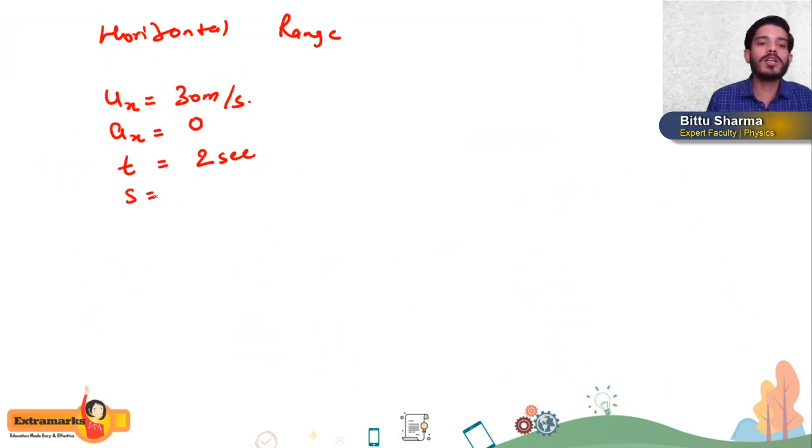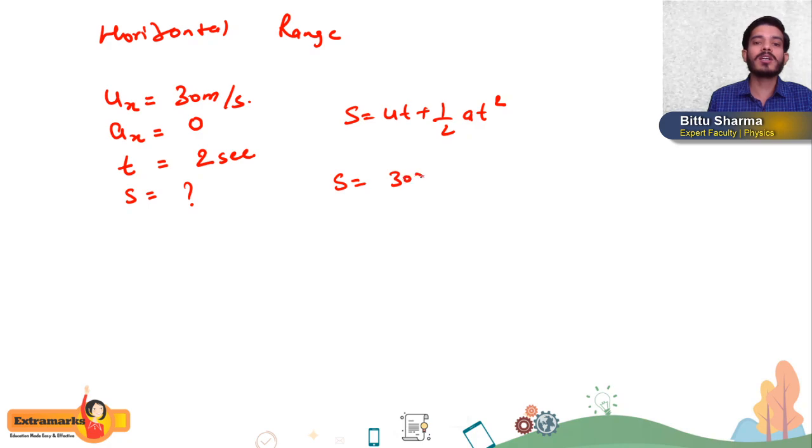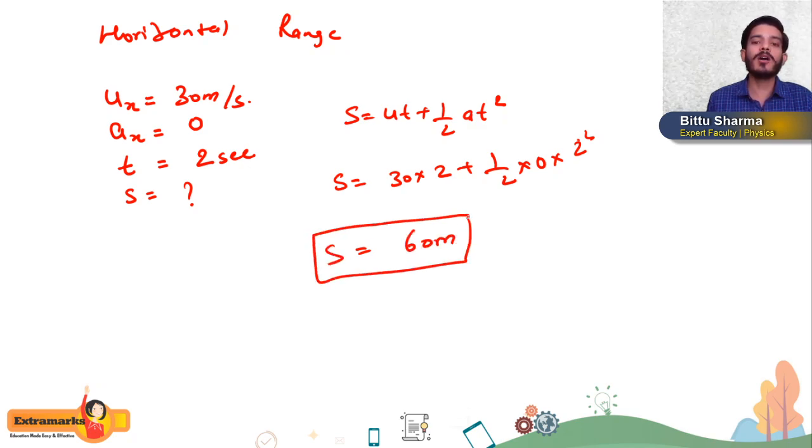We have to calculate only the displacement s. So how can we calculate? We can use s is equal to ut plus 1 by 2 at square. U is how much? 30. Time is how much? 2, plus 1 by 2, a is 0 in x direction, into 2 square. Getting or not? So we will get displacement as 60 meters. So the correct answer for the time asked was 2 seconds, but if in the question they ask for the horizontal range, it will be 60 meter.